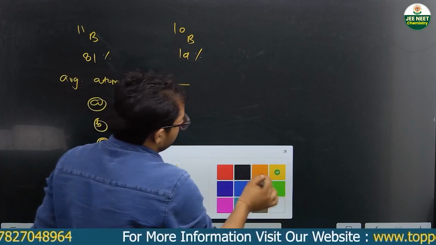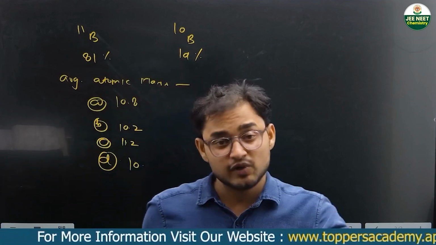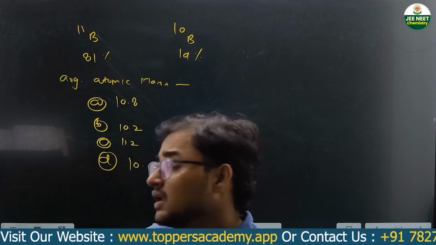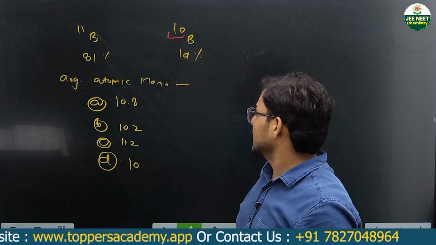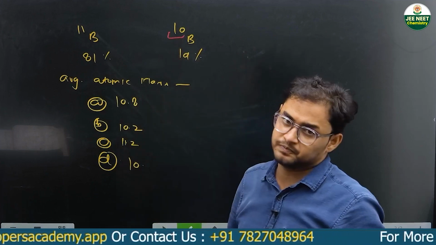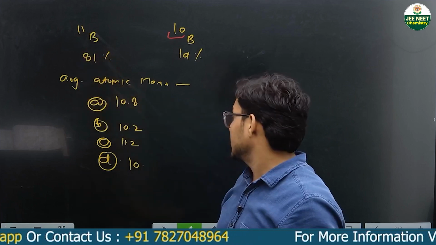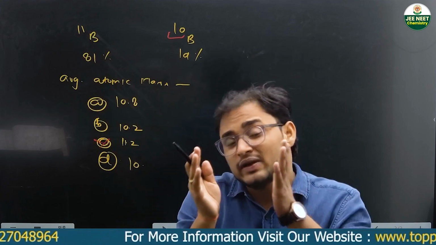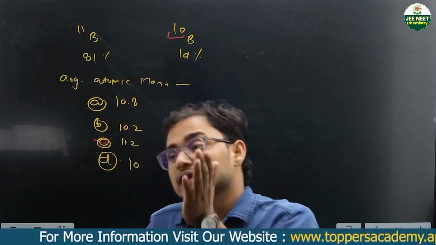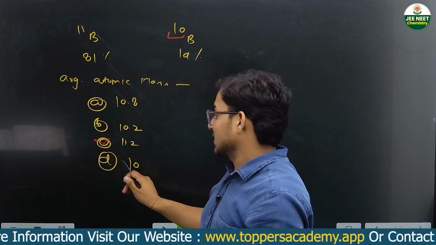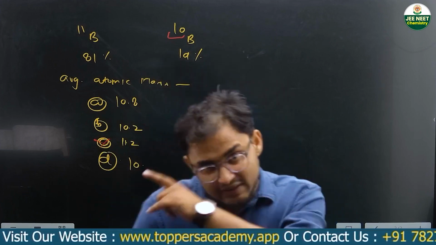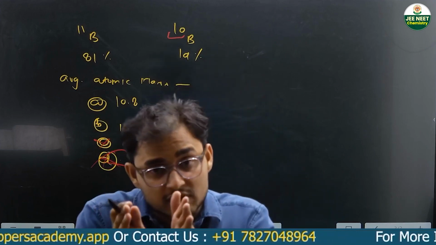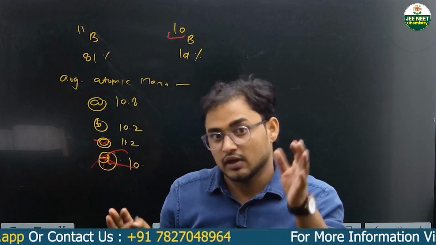As I have told you, my dear students, the answer will be in between 10 and 11. It cannot be less than 10, it cannot be higher than 11. Is there any option less than 10? No. Is there any option higher than 11? Yes, this is a wrong option. The answer will be in between 10 and 11, not 10 or 11 exactly, so 10 also cannot be the right answer, right?